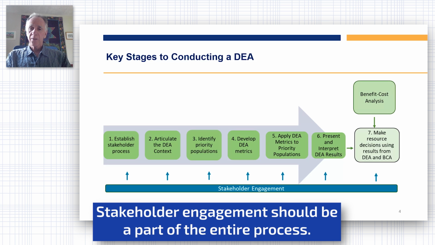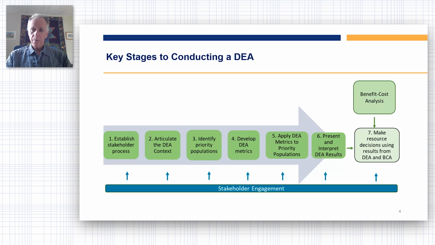The second step is articulating the context. And by that, we mean the DEA needs to be parallel to the BCA. That is, you've got to decide whether it's retrospective or prospective. You've got to decide whether you're looking at one energy efficiency portfolio or multiple portfolios. There's a variety of different combinations of DERs that you might look at in the BCA, and you need to use the same combinations in your DEA.